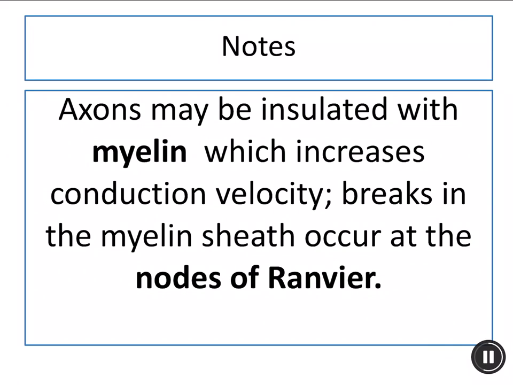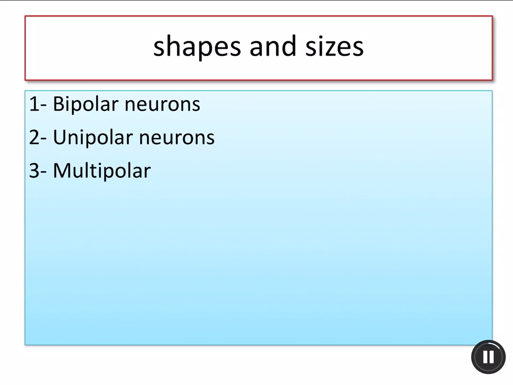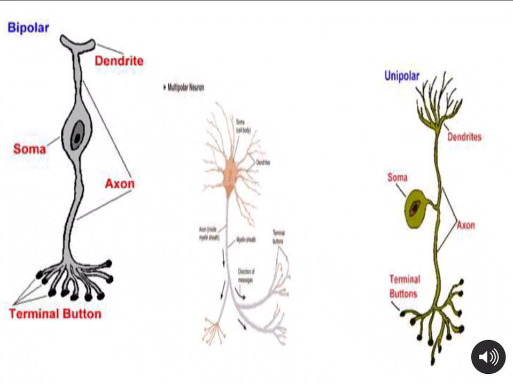طلبتنا الأعزاء، يعني at the site of node of Ranvier there is no myelin sheath. It's very important. Later we explain this notes. Another shape and size of a neuron: there are bipolar neurons, unipolar neurons and multipolar. This is bipolar, this is multipolar neuron, and this is unipolar neuron.